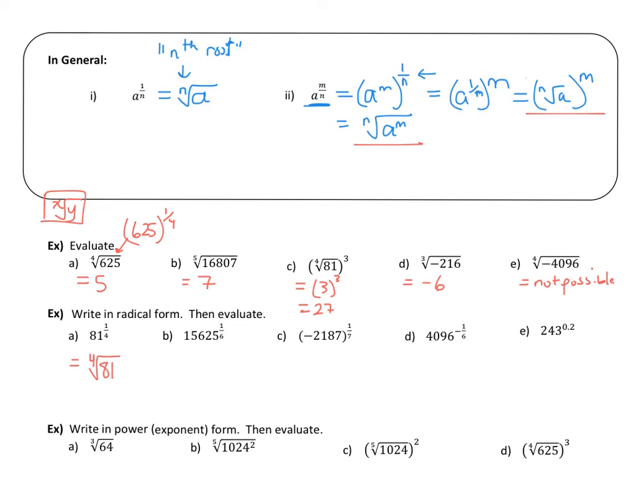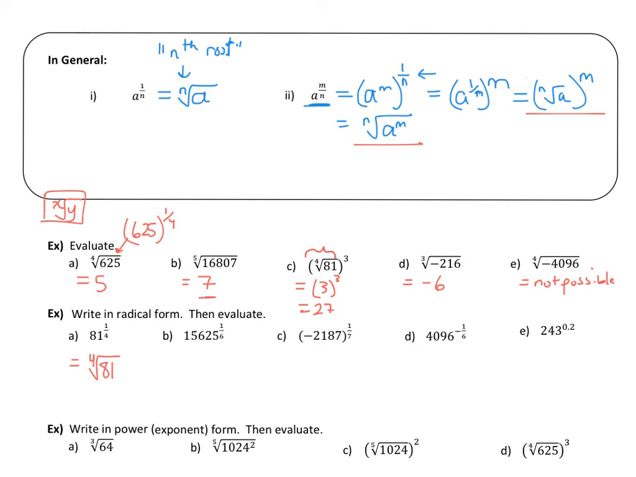All right, so for part B of this example, the fifth root of 16,807, I got 7 as my answer. Part C, I evaluated what was inside the bracket first. I got a 3, the fourth root of 81 was 3, and then 3 cubed is 27. The cube root of negative 216 is negative 6. And then when I tried doing the fourth root of negative 4096, it's not possible.